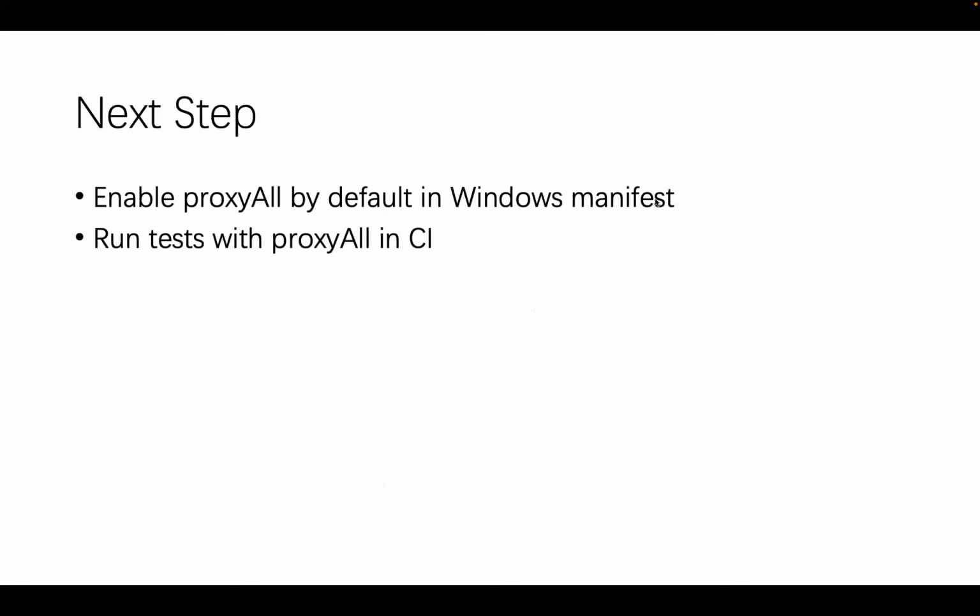Then the next steps to enable proxy all on Windows include this. Firstly, we need to enable proxy all in the Windows manifest, and the second is that we need to run tests with proxy all flags in the CI. That is my content. Any questions?